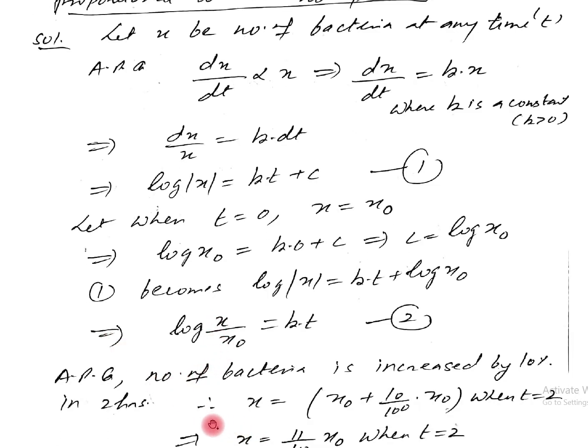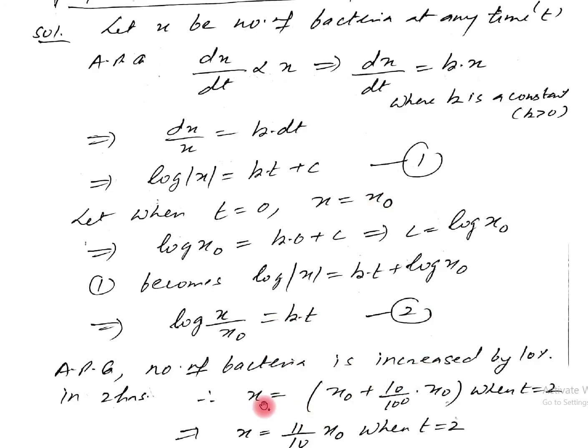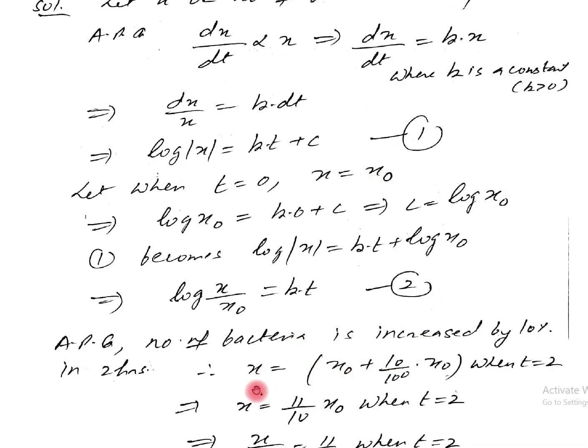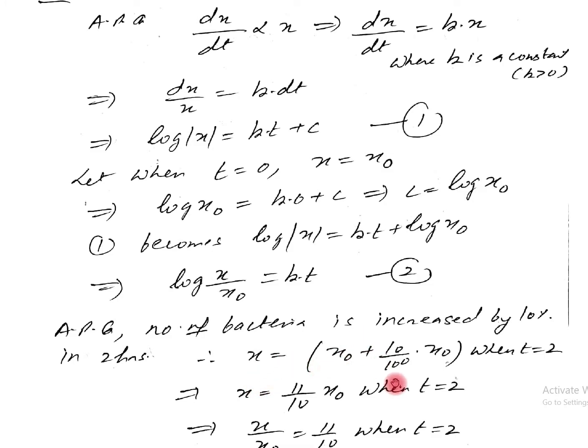Now, as per the question, the number of bacteria is increasing by 10% in 2 hours. It means when t is 2. Initially the bacteria is x naught. So the increase is 10%. Therefore, after 2 hours, the number of bacteria equals x naught plus 10 by 100 into x naught, when t equals 2.